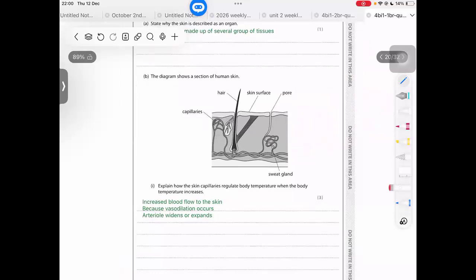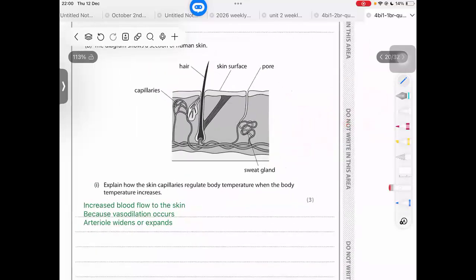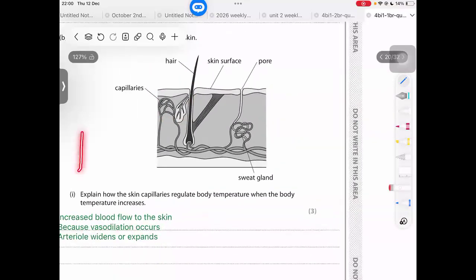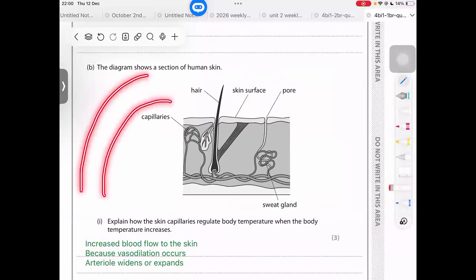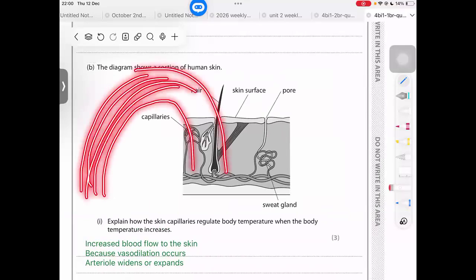Then the B1, the diagram shows a section of human skin. Explain how the skin capillaries regulate the human body when the body temperature increases. You know, these are the capillaries which are there. When our body temperature increases, our blood vessels expand. We don't say it expands, we say it dilates, right? So our blood vessels dilate, and then more blood flows through our blood capillaries.